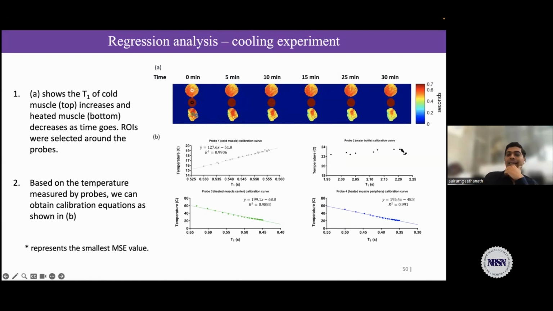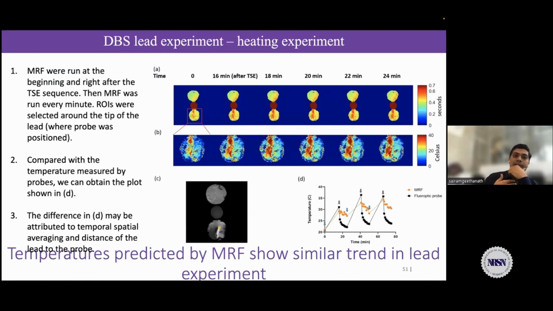We actually did a heating experiment where we heated these again, the water bottle and muscle, and then cold muscle. This is normal room temperature, where we started with the turbo spin echo sequence, which started heating. So this is the one where you have the DBS lead in now. And as you can see, the one with the DBS lead heats up over time, and as it heats up, you see that the T1s actually increase.